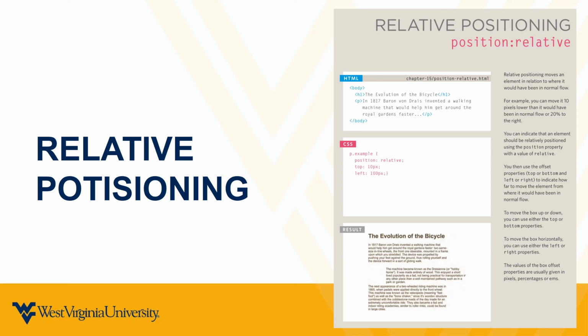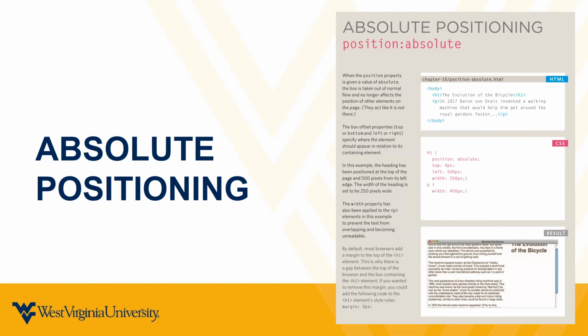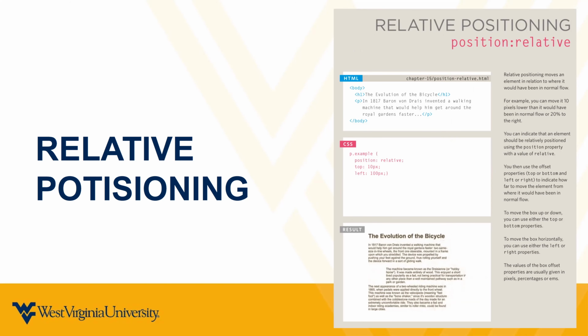And then if you want to see the result at the bottom, from the definition here, it moves an element in relation to where it would have been in normal flow. So do we have normal flow here? Okay, no, so let's go over that real quick. Normal flow is the beginning one, I would say, in positioning.